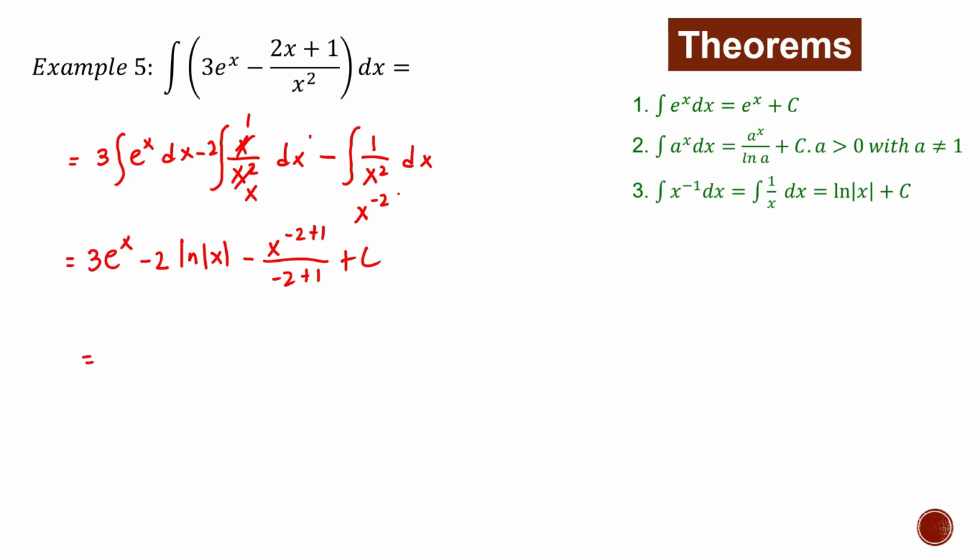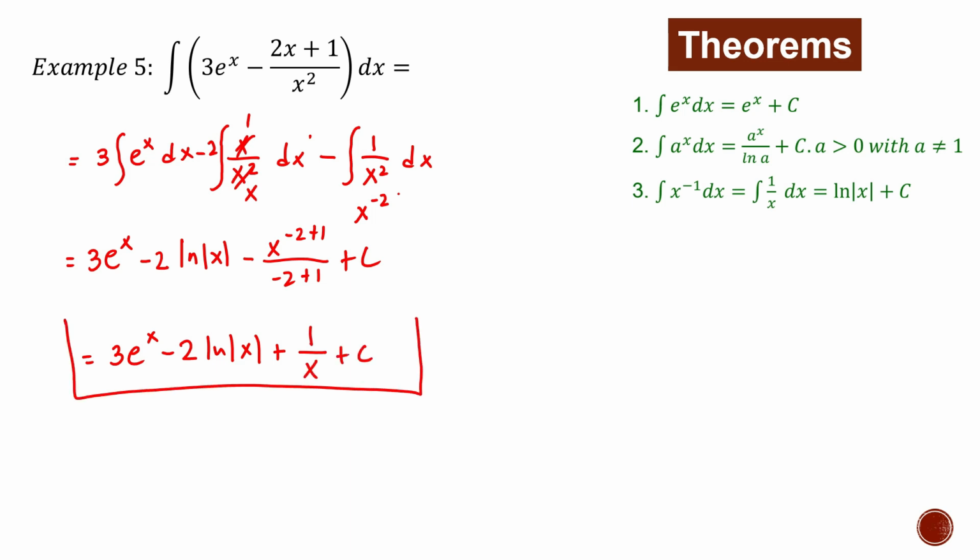So our final answer is 3 e raised to x minus 2 ln of absolute value of x, plus, because negative 2 plus 1 is negative 1, that cancels out the negative. This will be positive. And then we want the exponent to be positive. So this will be 1 over x plus c. There you go.